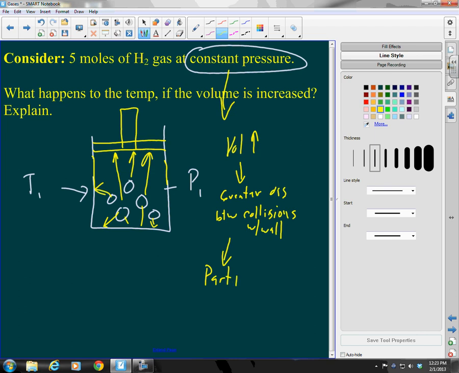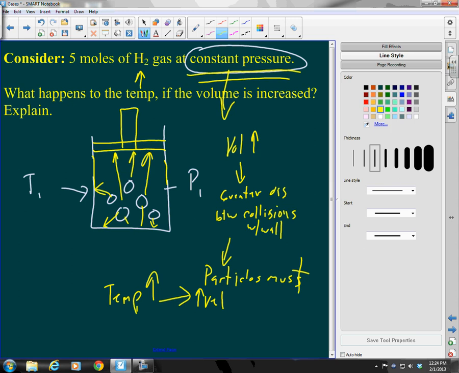So to keep the same number of collisions, my particles must do what? Particles must travel faster. Must, it looks like German. Muss, must have a higher velocity. And if they have a higher velocity, that means that will be reflected in a higher temp. So what happens to the temp? It must go up if the volume is increased, and I want to keep constant pressure.